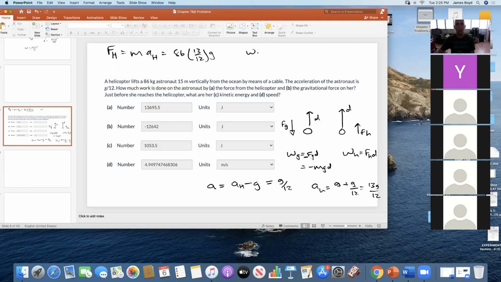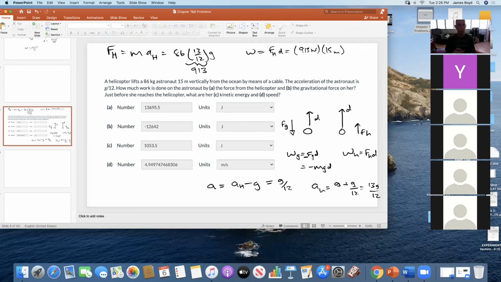The work done by this is F_H d, and we said that it's positive because they're in the same direction, which is whatever this ends up being, times the 15 meters. If I check those answers, I'm going to use 9.8 for g. I'm not sure what Wiley used for this particular problem. I get 913 newtons. So 913 newtons times 15 gives me 13695.5. So they did use 9.8 for g.